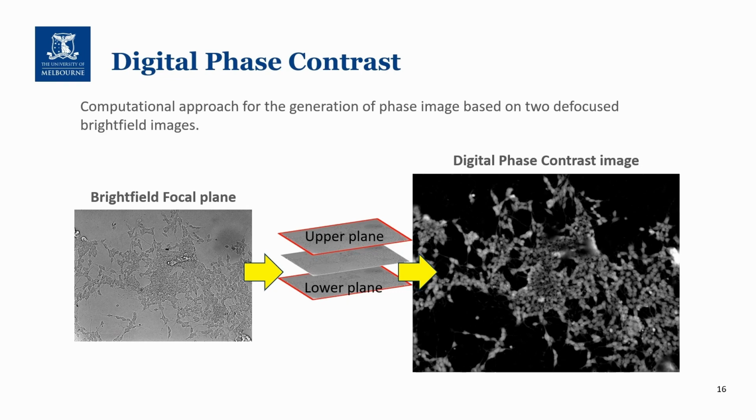An alternative way to segment unlabeled cells is to use digital phase contrast. This uses a computational approach for the generation of phase images based on two defocused Brightfield images. So here you can see the Brightfield image, and if we defocus it and take an upper and lower plane, it allows us to calculate this digital phase contrast image, and you can see that it's going to be much easier to segment individual cells.